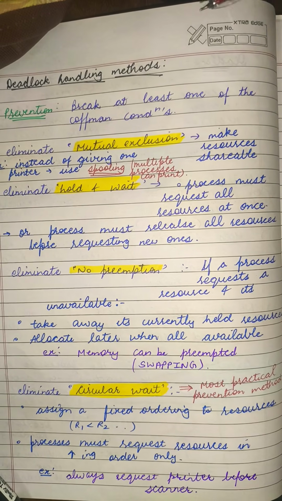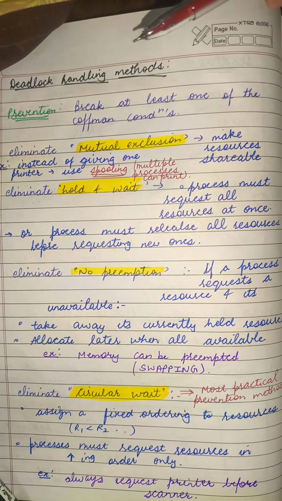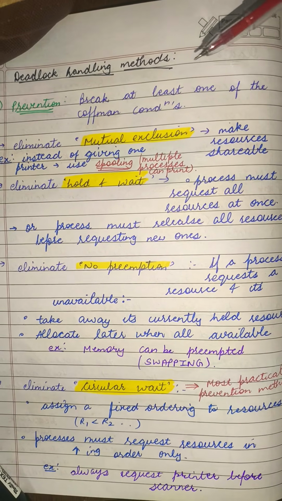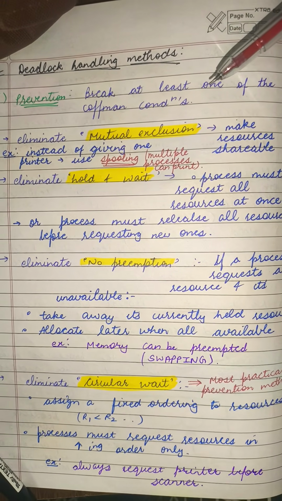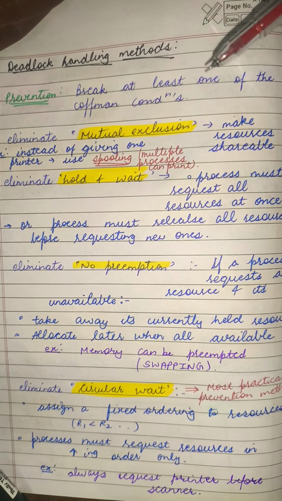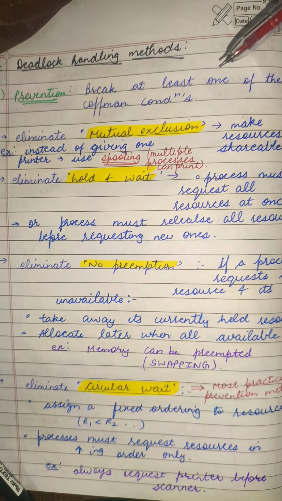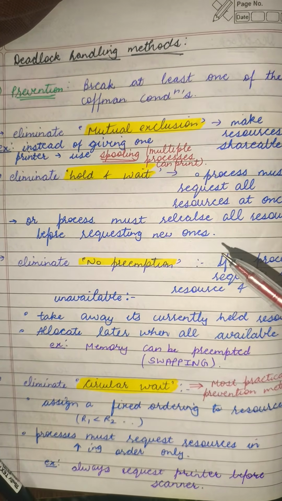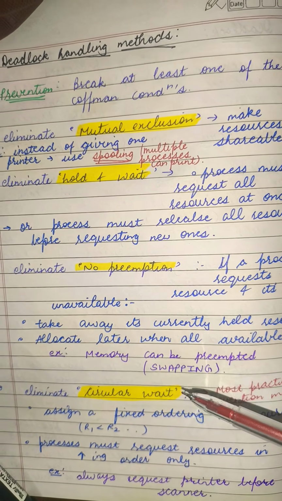So we have several deadlock handling methods. First of them is prevention. Prevention means breaking at least one of the Coffman conditions, or the necessary conditions, to have a deadlock. We discussed in the previous video that we have basically four conditions that are necessary for a deadlock. First one is mutual exclusion, second is hold and wait, third is no preemption, and fourth one is circular wait.